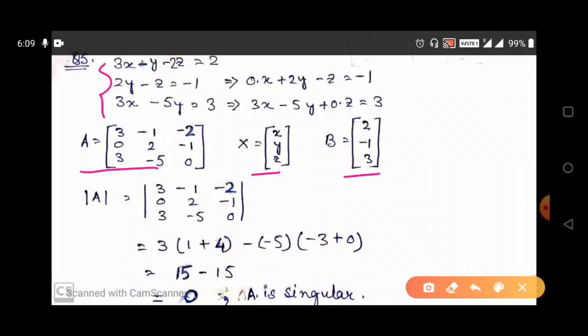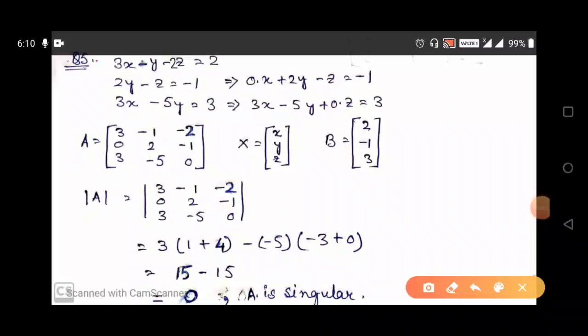Here it is given 3x minus y minus 2z is equal to 2. Next one is 2y minus z is equal to minus 1. See, in the second equation we don't have x, so we can write the equation as 0 into x plus 2y minus z is equal to minus 1. The next one is 3x minus 5y is equal to 3. In the third equation we don't have z, so we can write it as 3x minus 5y plus 0z is equal to 3.